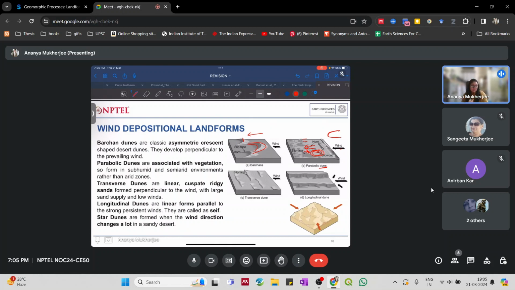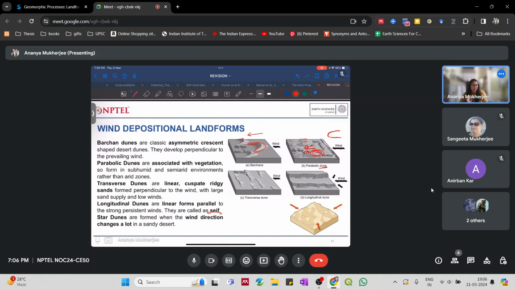Then you have the transverse dunes. These are again linear ridgy sandy dunes, and they are perpendicular to the wind direction. Longitudinal dunes are those which form in the direction of the movement of the wind, parallel to the wind direction, and they are also called seifs, because knife-like edges are formed on them.